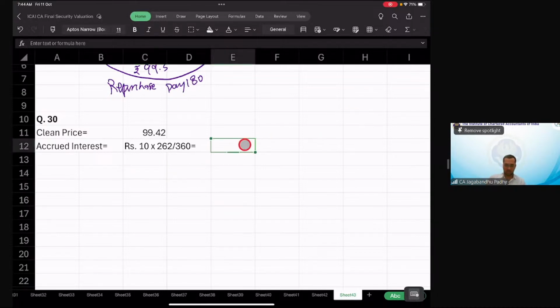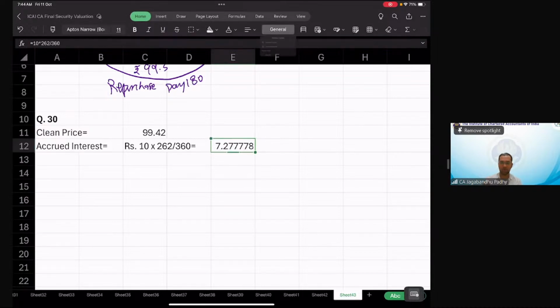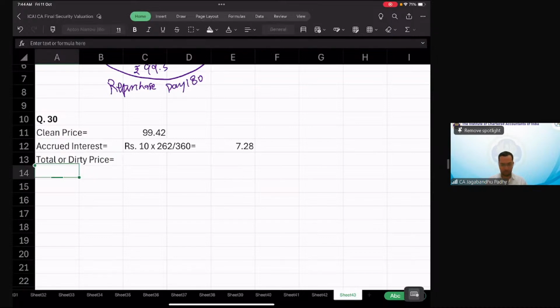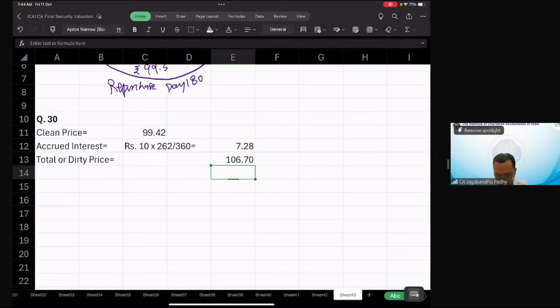So accrued interest, you can say, is 10 multiplied by 262 divided by 360, so 7.28. Accrued interest is 7.28. So what will be the total, or what we call the dirty price? Total or dirty price will be 99.42 plus 7.28, so the current value of this government bond will be 106.7.